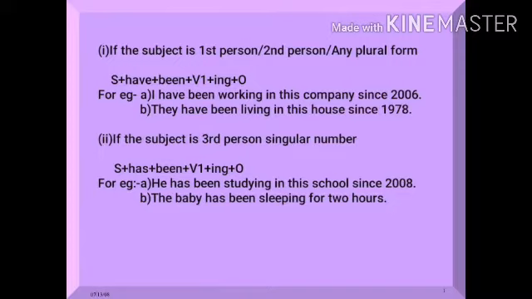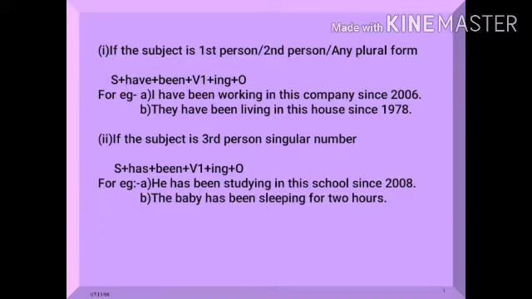Number 2. If the subject is third person singular number, only then we will apply this formula. Subject plus has plus been plus V1 plus ing plus object. For example, he has been studying in this school since 2008. Here he is the subject, then has, according to the formula I have written, then been, then V1 study. With it I have added ing according to the formula. So it's now studying. Then in this school it is the object, and since 2008 it's the time.